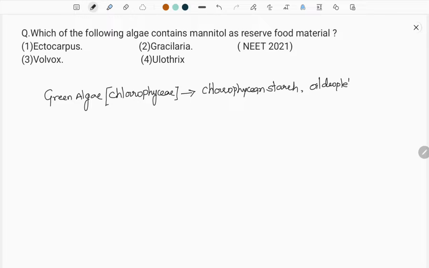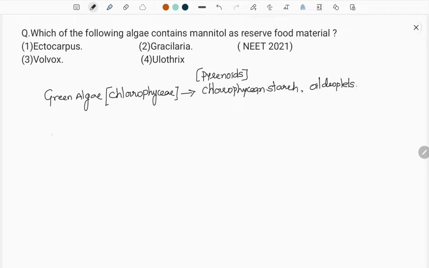Another interesting feature of these chlorophycean members is that they store this starch in proteinaceous structures called pyrenoids. Pyrenoids are protein structures that store starch, and they are present in the chloroplast of some members like Spirogyra. So having pyrenoids, chlorophycean starch, and oil droplets are features of the green algae.